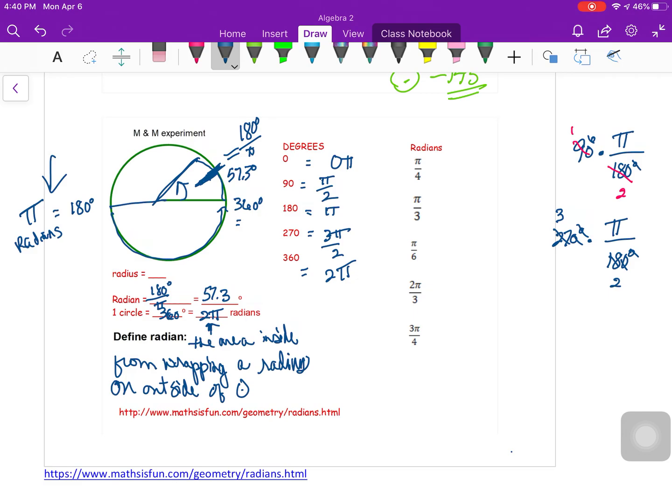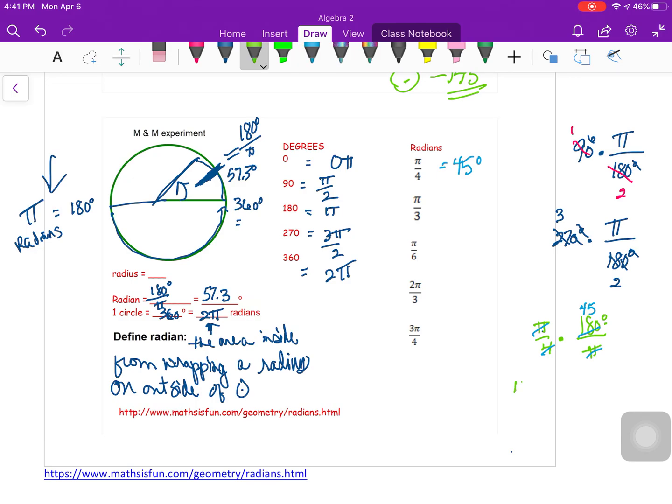Well, how about if we're going the other way? Pi over 4 radians. So this time I'm starting with pi over 4. So this time when I multiply, I want my pi in the denominator, so my pi's reduce, and my 180 degrees in the numerator. That way it will end in degrees. So here, my pi's reduce, and 4 and 180 reduce to 45, so I get 45 degrees.